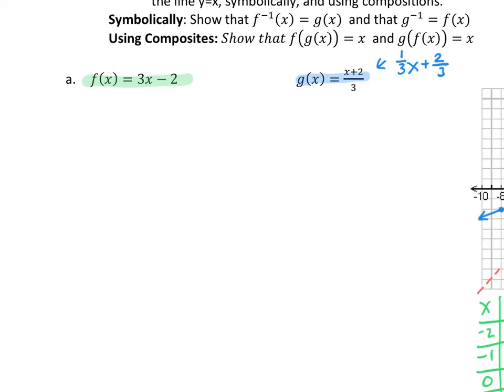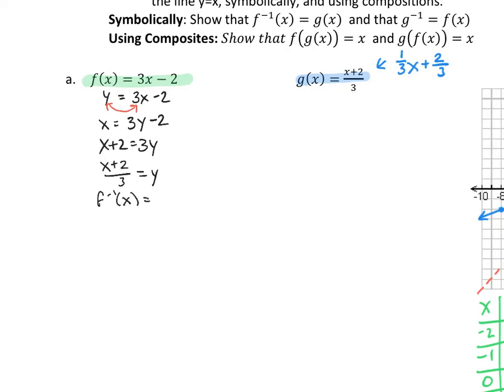So for our first step, we replace f of x with y. Second step is that we switch our x and our y value. So we get x is equal to 3y minus 2. Next step, try to get y by itself. So in this case, we are going to add 2 to both sides and then divide both sides by 3. Very last step is to replace y with f inverse of x. So we have f inverse of x is x plus 2 over 3.